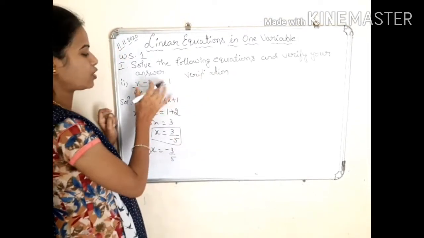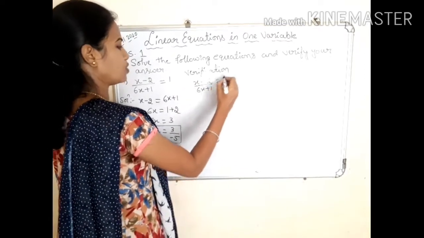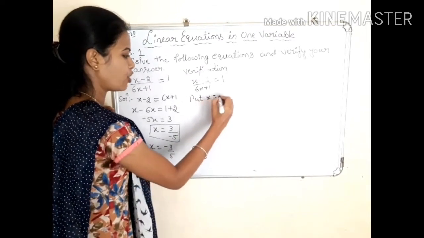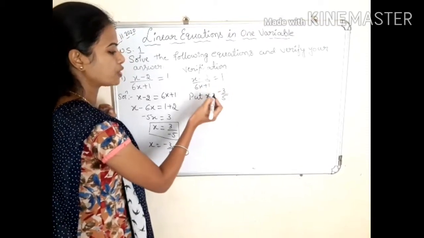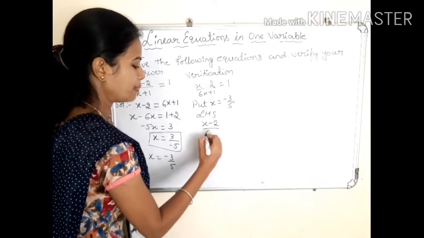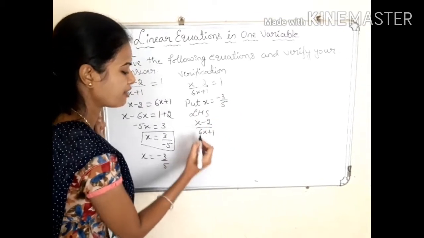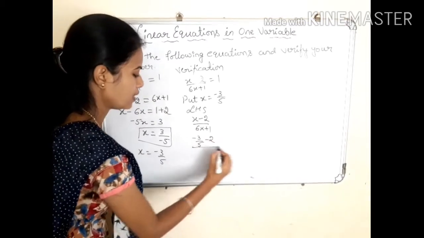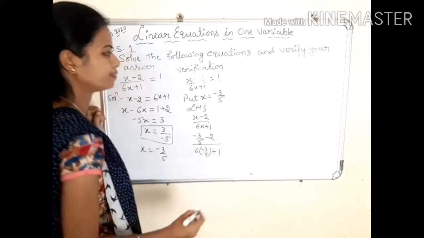In verification, write down the question as it is. (x minus 2) divided by (6x plus 1) is equal to 1. So here what you have to do? Put x value. x value what we got here? Minus 3 by 5. In which part you have to substitute the x value? In the LHS part. Consider LHS: (x minus 2) divided by (6x plus 1). What is x value here? Minus 3 by 5. Substitute wherever x is there. Divided by 6 into minus 3 by 5 plus 1.